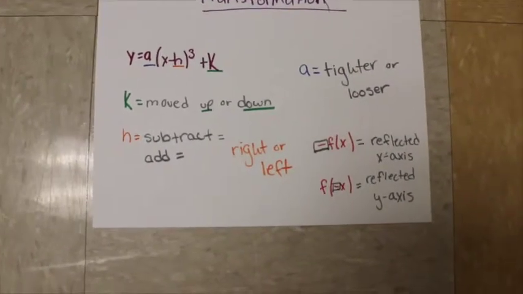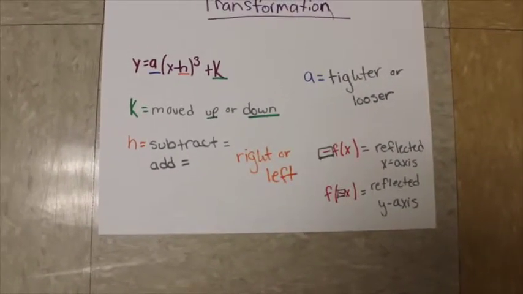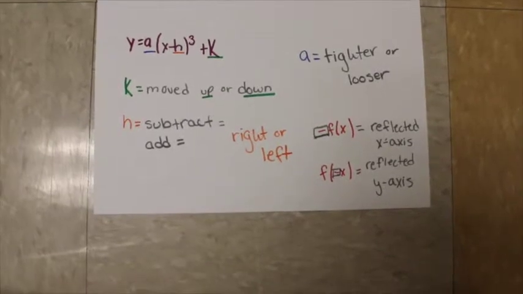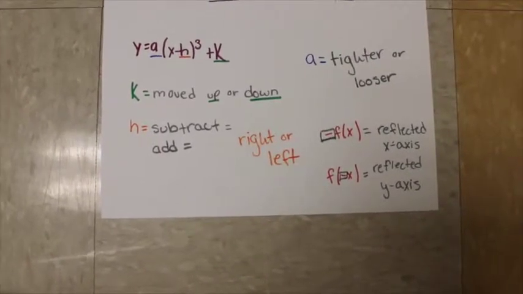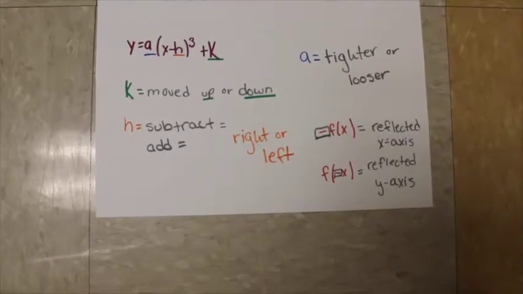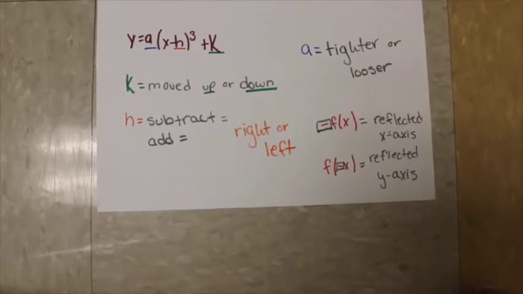To reflect, having a negative in front of the f(x) means it is reflected over the x-axis. Having a negative beside the x in the f(x) means it is reflected over the y-axis.